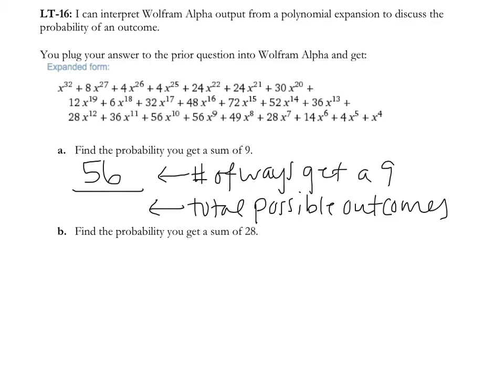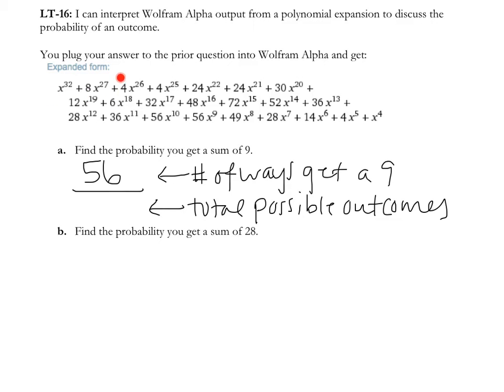So we next have to think about, well, what are the total possible outcomes? Now, to figure that out requires a bit of math. What we're going to have to do is actually add up all the coefficients in this polynomial. And here's the reason why. There's one way of getting a 32, and there's 8 ways of getting a 27. So far we have 9 different outcomes.